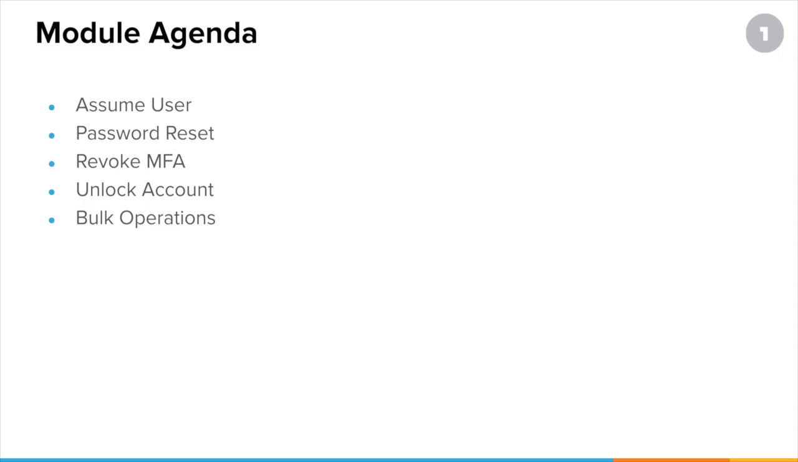Then we'll take a look at how to revoke MFA. This can come in handy if a user, say, loses their additional authentication factor, like they lose their cell phone that their authentication app runs on. Also, we want to see how to unlock an account if users manage to lock themselves out. And last but not least, we'll take a look at how to perform bulk operations.